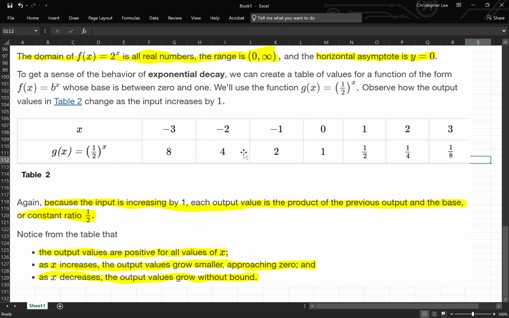As x increases toward infinity, the output value grows small. Notice that we have a fraction base here, so as x increases, the graph gets closer and closer to 0. It's not going to touch it, but it gets really, really close to 0. As x decreases toward negative infinity, the output value grows without bound, so it goes to positive infinity. This is what happens when your base is a fraction. When your base is a whole number, it's the reverse.